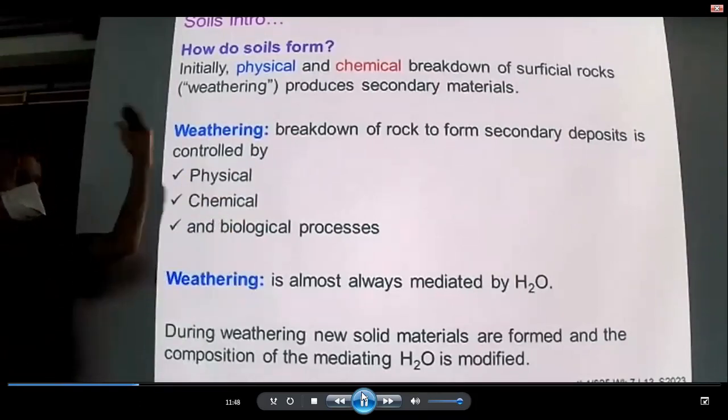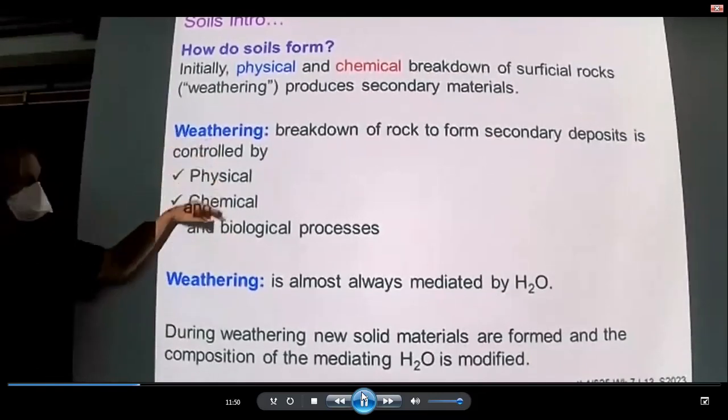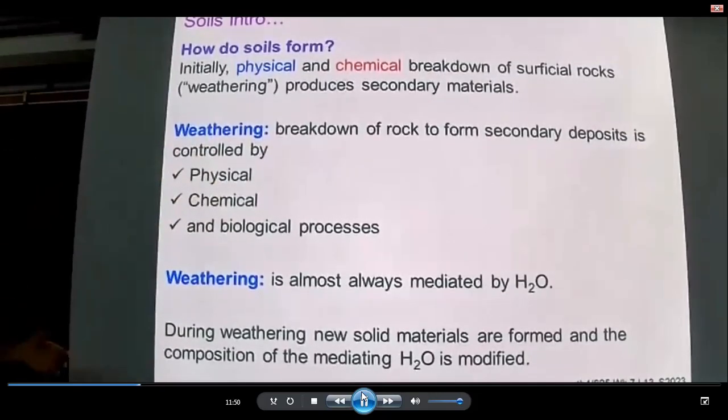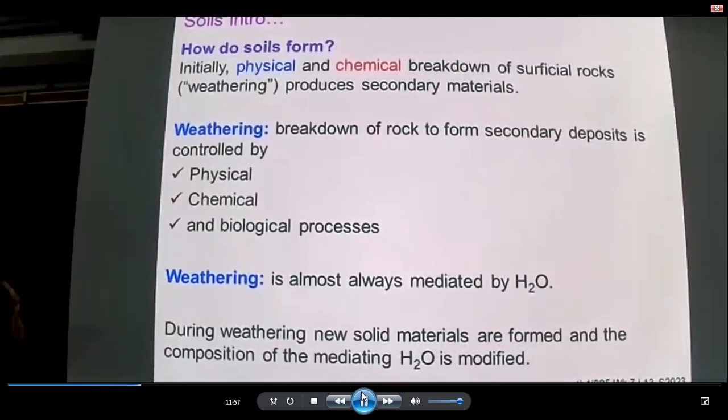So this process that happens in soil columns is very important for determining the chemistry of various aspects of the geosphere, biosphere, hydrosphere system.